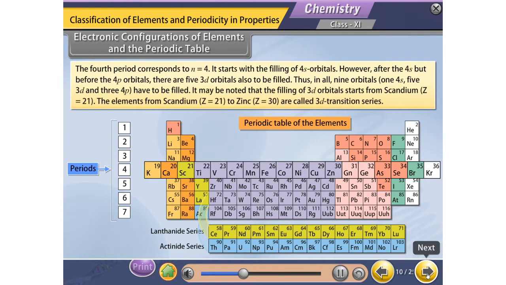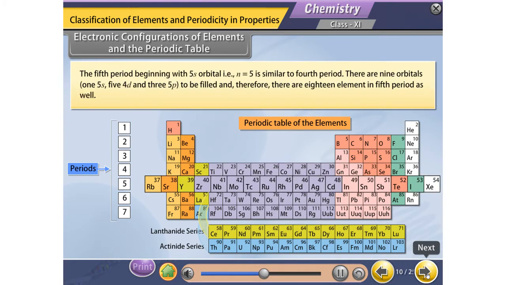The fourth period corresponds to n equals 4. It starts with the filling of the 4s orbital. However, after the 4s but before the 4p orbitals, there are 5 3d orbitals also to be filled. Thus, in all, 9 orbitals, one 4s, five 3d and three 4p, have to be filled. It may be noted that the filling of 3d orbitals starts from scandium, atomic number equal to 21. The elements from scandium, atomic number 21, to zinc, atomic number 30, are called the 3d transition series.